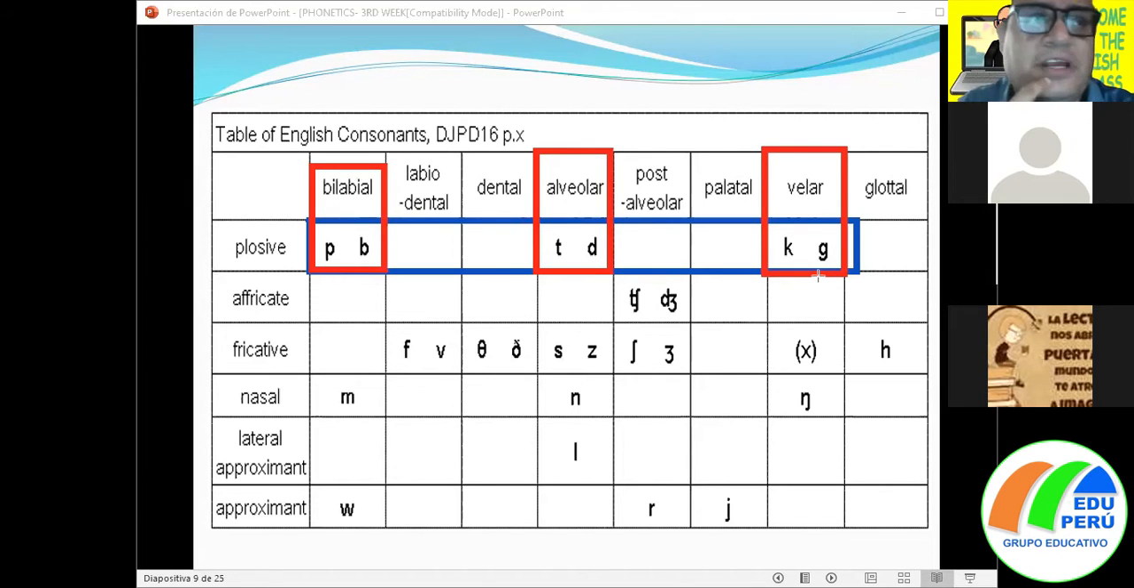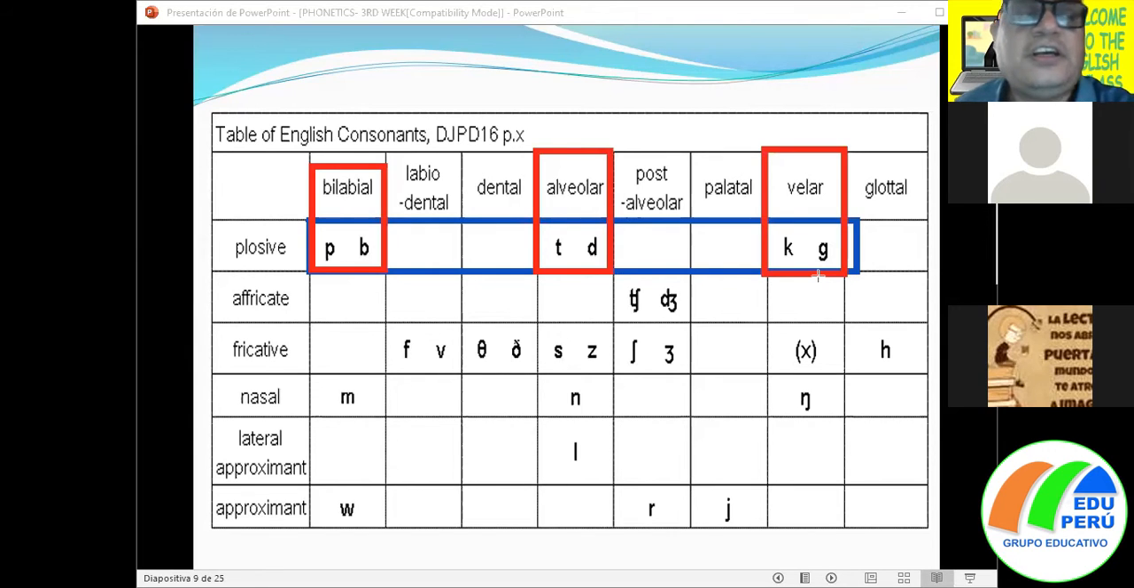The first two sounds are bilabial because we use both lips. Pa, ba, pa, ba. The second two sounds are alveolar. Why? Because the tip of the tongue goes to the alveolar ridge. T, da, t, da. And the third two sounds are velar. Why? Because the back part of your tongue goes to the back part of the mouth, to the soft palate, and you close it and then release the air. K, g, k, g, k, g.